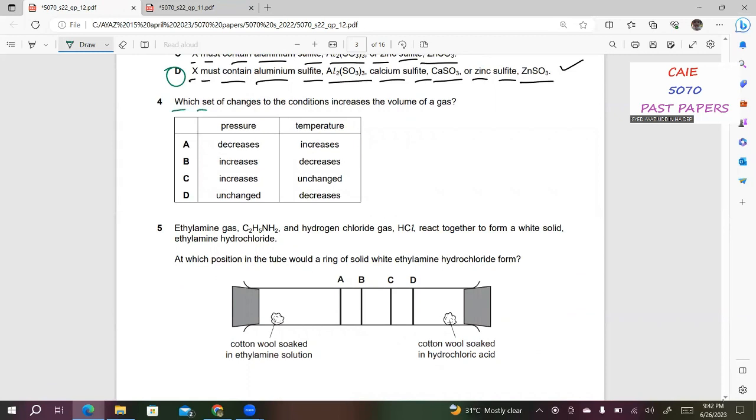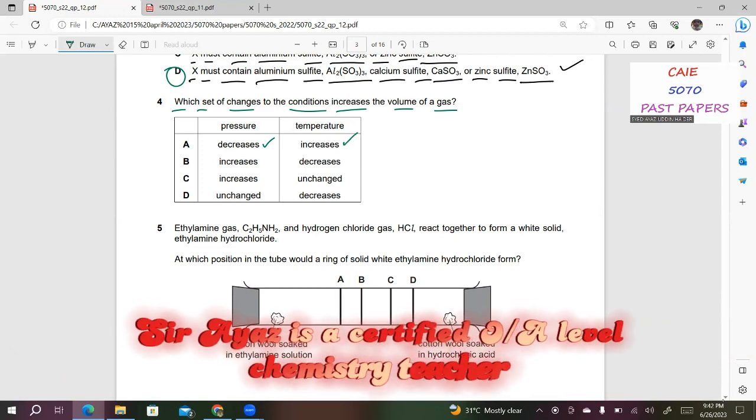4. Which set of changes to the conditions increases the volume of a gas? Pressure decreases. Yes, it will increase the volume of a gas. Temperature increases. Yes, this increases the volume of the gas. Next statement, pressure increases. No, this decreases the volume. Temperature decreases. No, this also decreases the volume. Pressure increases. Yes, it increases the volume. Sorry, decreases the volume. This is wrong.